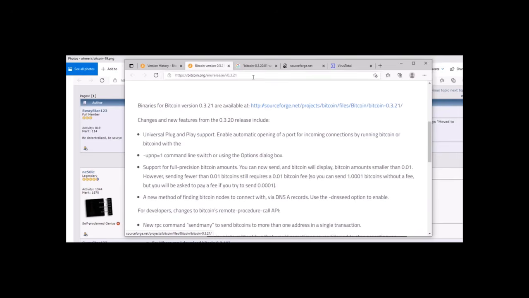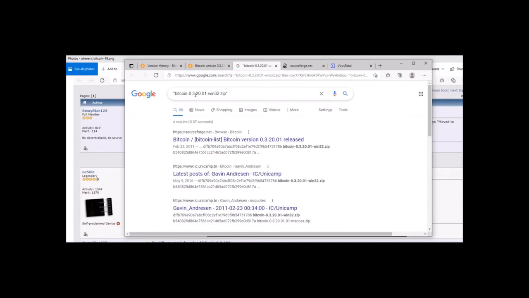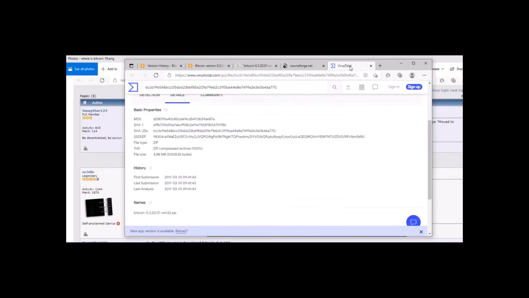3.2.1. But that version you can't really find anywhere. It just does not exist. You can't even find it on SourceForge. There is no way that you can find it. The only way to download it is to check the hash, find the hash, and search on VirusTotal, and maybe you'll be able to download it. And that's what I did.